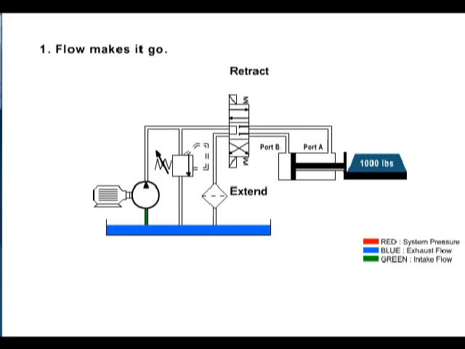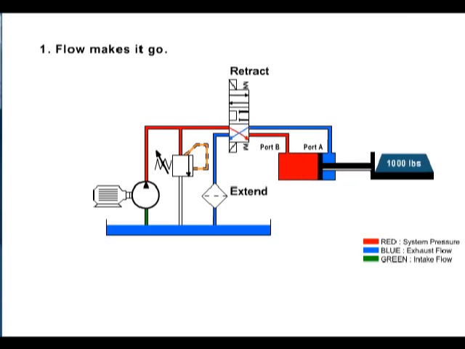Principle 1. Flow makes it go. For anything to move in a hydraulic system, the actuator must be supplied with flow. This cylinder is retracted. It can extend only if there is flow into port B. Shifting the directional control valve will send flow to either extend or retract the cylinder.